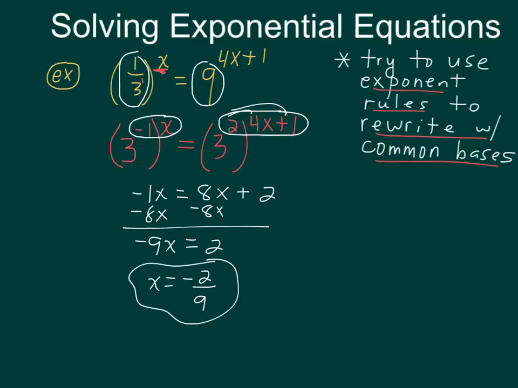So when we have the same base like this, we can ignore the base of 3, and we're able to then just set the powers equal to one another and then just solve for your variable.